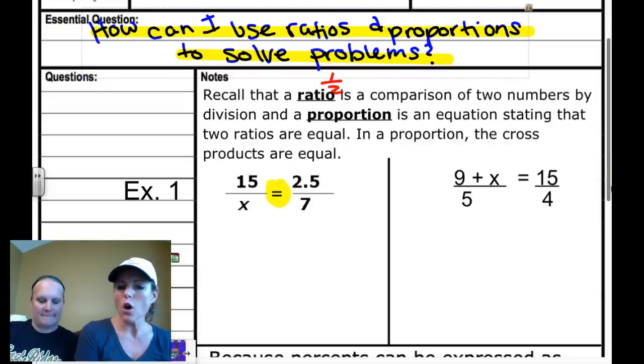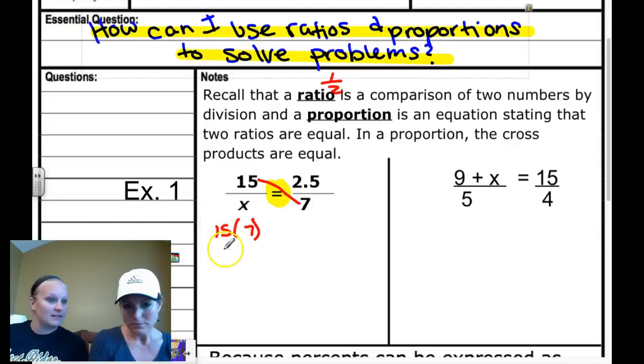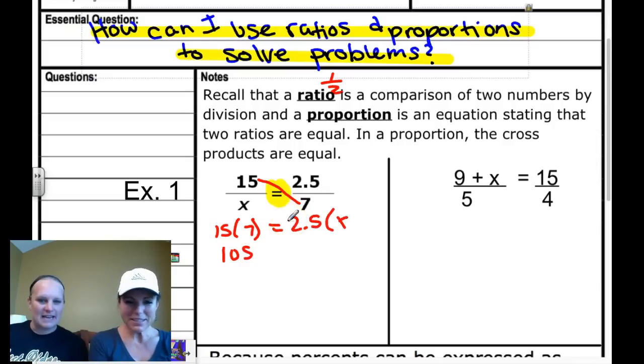Okay. How do we solve a proportion? It's called cross multiply. Okay. Let's do it. So we would take the 15 times the 7, which is 105. I don't know. Thanks, Ms. Young. We need a calculator for that. And then we do the 2.5 times x, which is 2.5x. So this equals 2.5x.